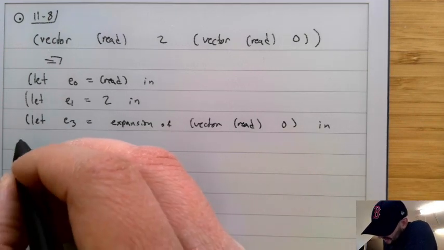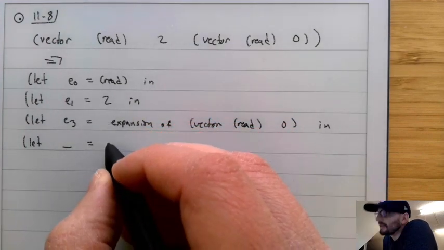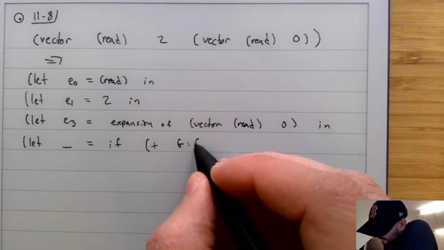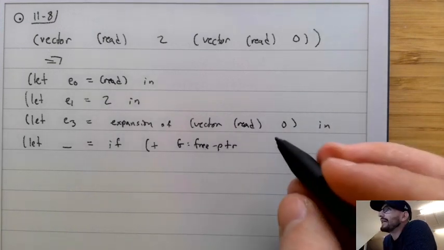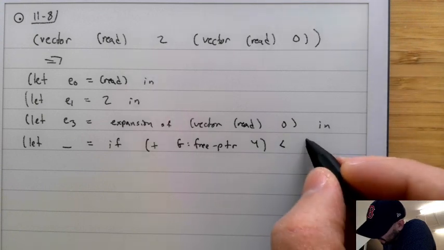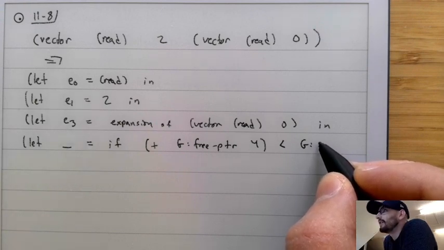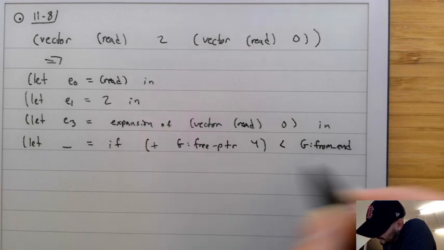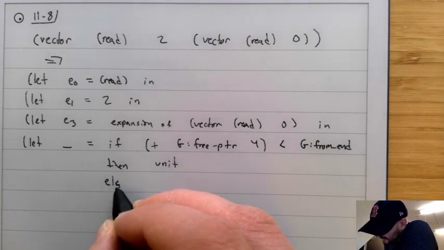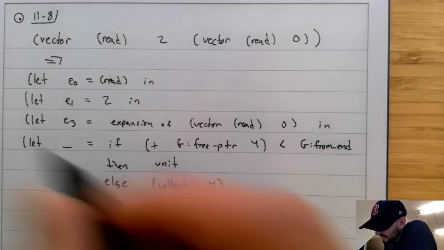And then after we do that, we're going to have another let where we say that blank is going to equal an if statement where we ask the question, is the global variable, the free pointer, when we add to it 4, less than the global variable, the from end? And if it is, then we return unit. Otherwise, we call collect. Actually, you know what? It's not 4.